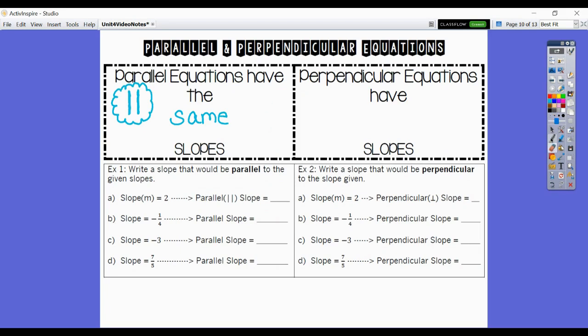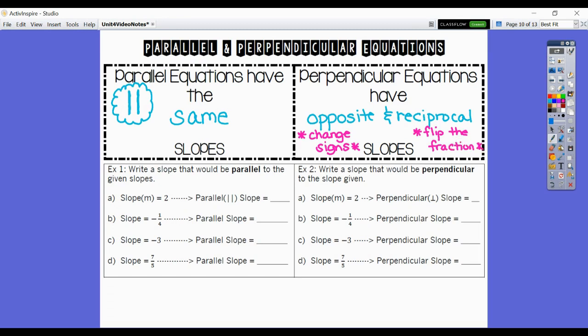For perpendicular equations, they are going to have both opposite and reciprocal slopes. When I talk about opposite, I mean that we are going to change the sign. So given the slope, we will change signs on it. By reciprocal, I mean that we are going to go ahead and flip the fraction. That's what reciprocal truly means.